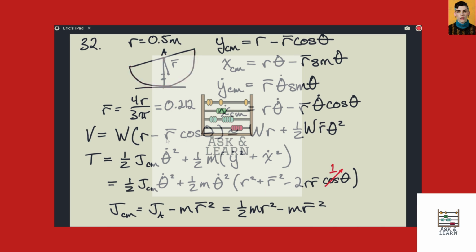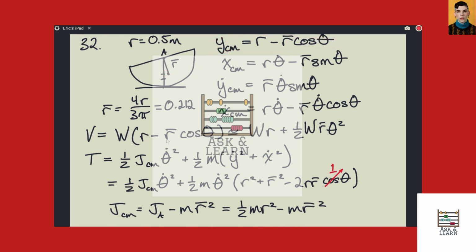If we use the coordinate system where, before it rolled, the point of contact is right here, let's use that as our origin. We can figure out the y coordinate, the distance from here up to here and then down to here, is r minus r bar cosine theta. So up r, and then down r bar cosine theta. That gives us the y coordinate of the center of mass.